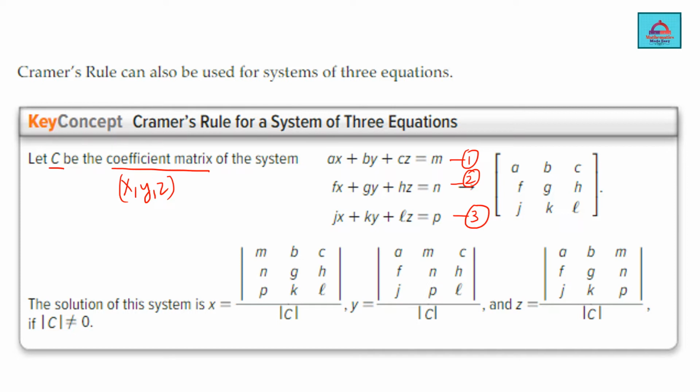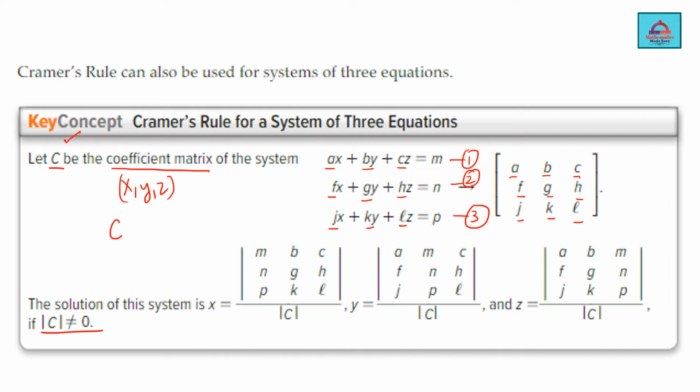Okay, so we find here the coefficient matrix, which is denoted by capital C. So we take in the first column the coefficients of x, so A, F, J. Second column the coefficients of y, so B, G, K. These are just numbers, positive, negative, 0, integers, and then C, H, L. So that is your coefficient matrix.